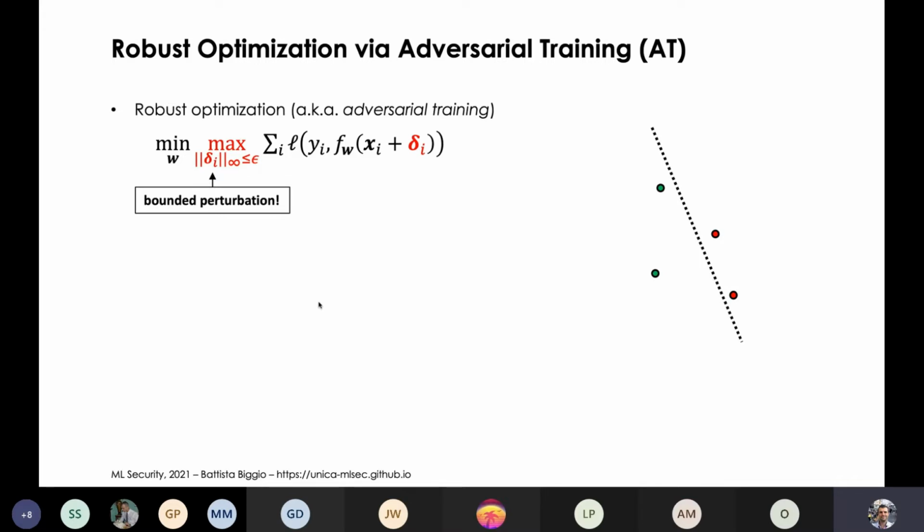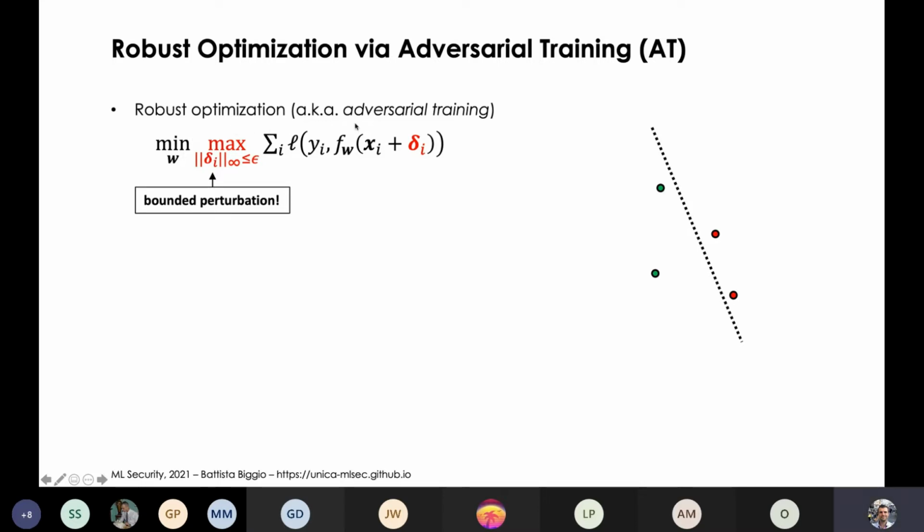Now, the first idea that you can use to, let's say, defend against them is clearly to retrain on these samples. So you generate your attacks, you add them to the training set, and you retrain your classifier, also using these samples. This is roughly called adversarial training. Well, let's say it was named adversarial training in 2014 or 15 by Ian Goodfellow and others, but it's something that existed long before that time, and I will show you some references later on.